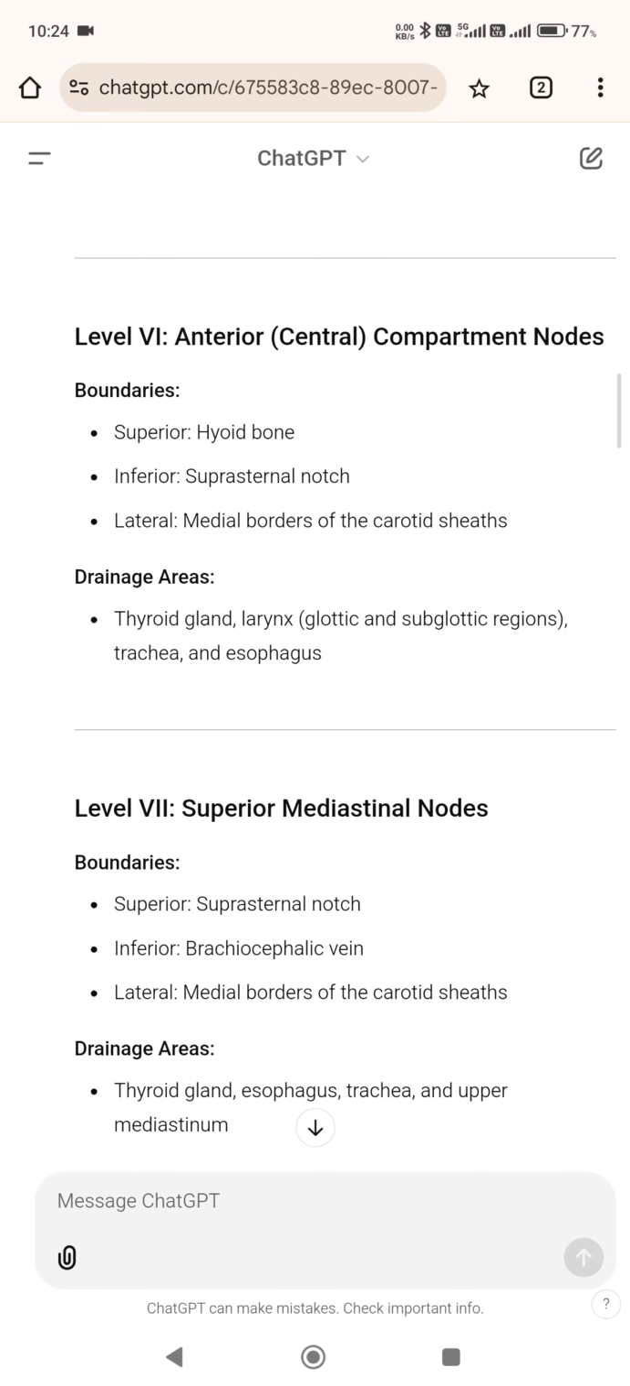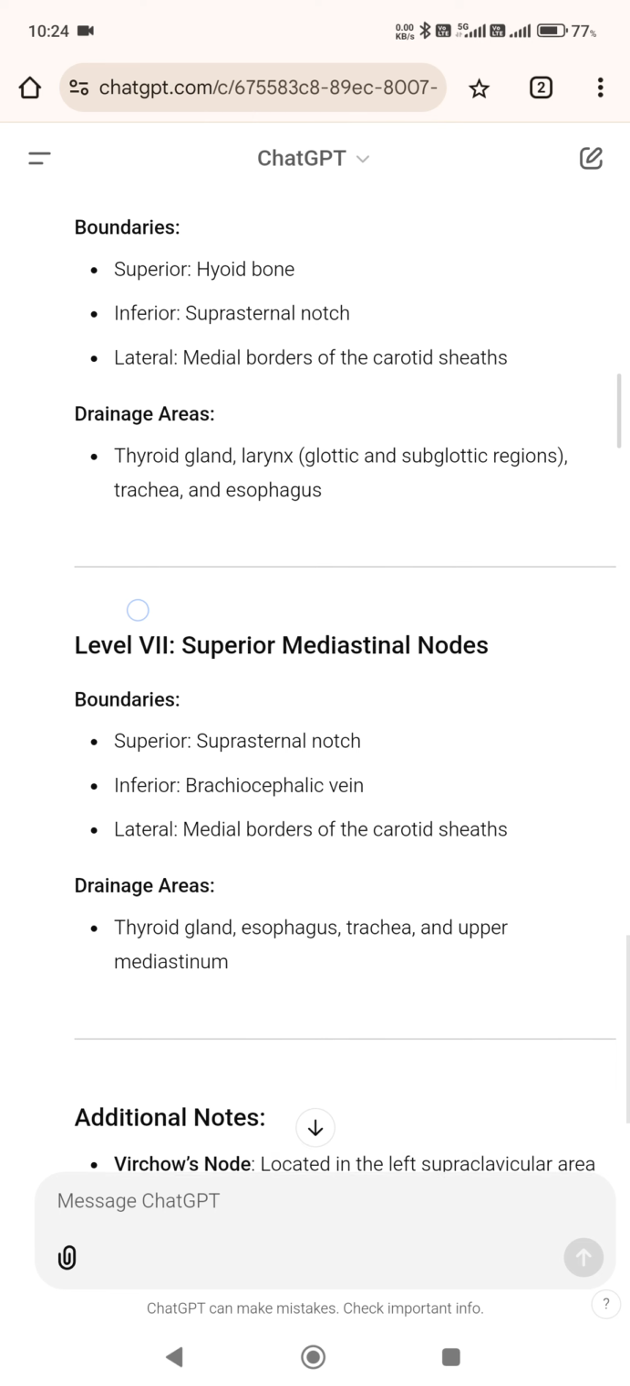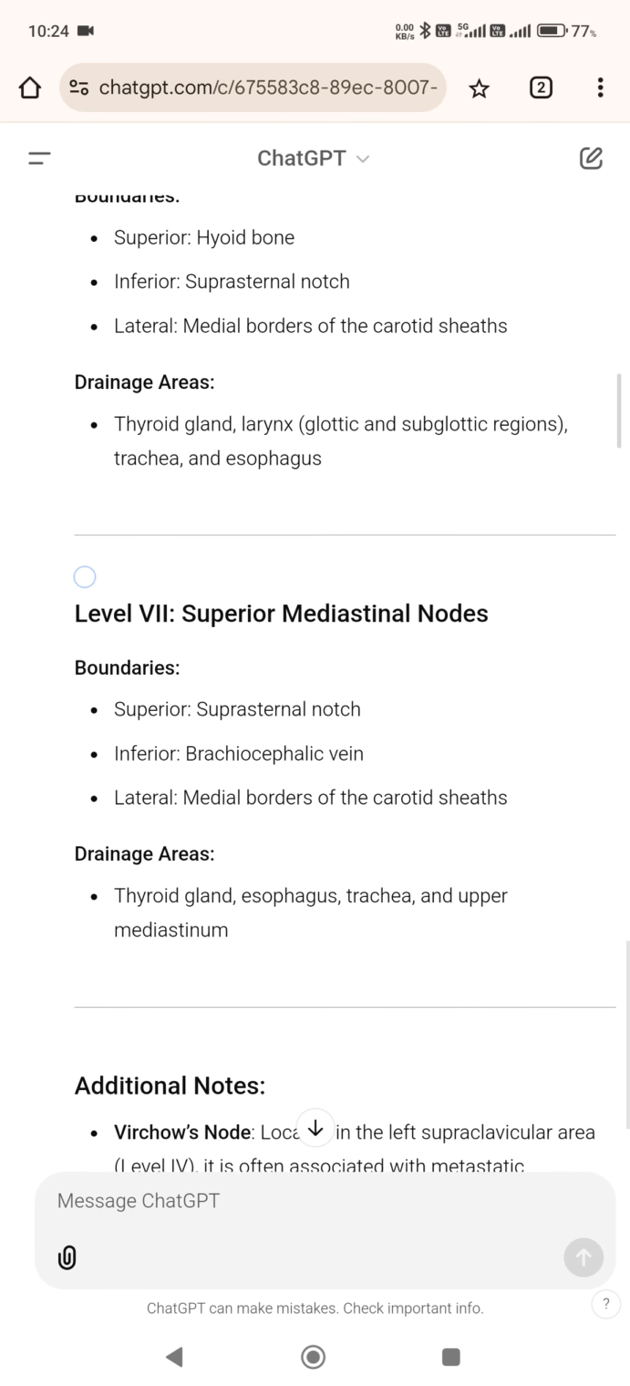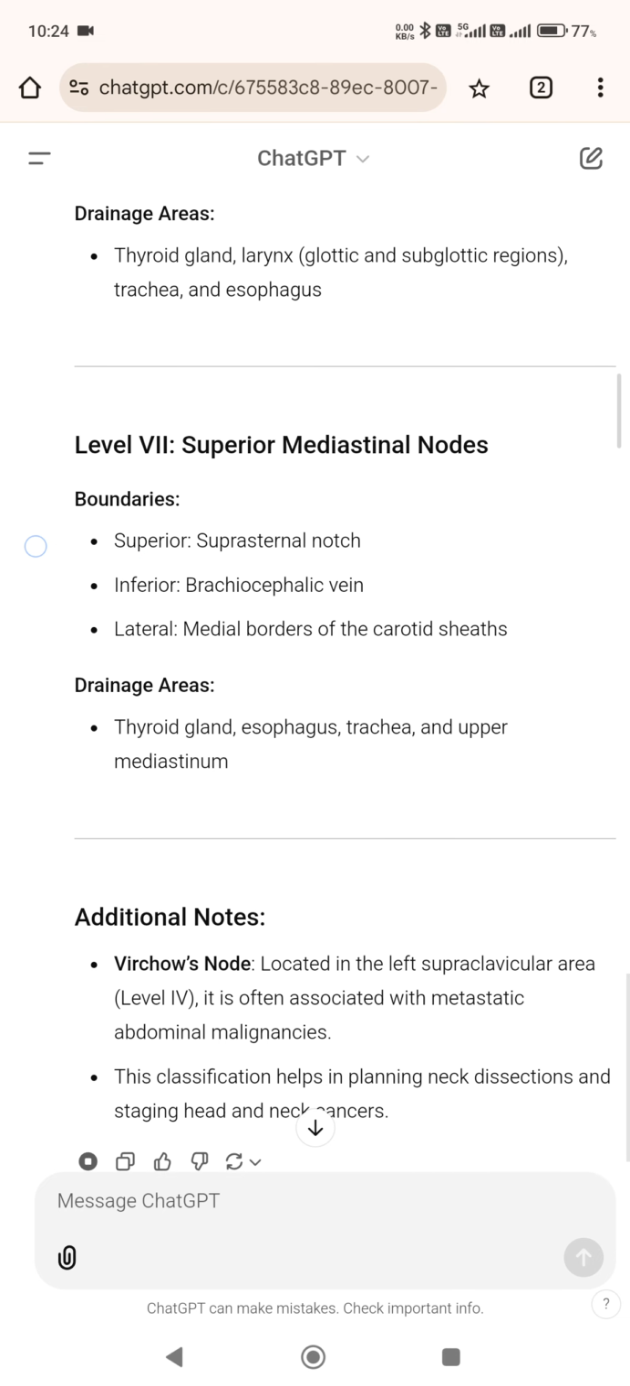Level 6, anterior central compartment nodes. Boundaries. Superior, hyoid bone; inferior, suprasternal notch; lateral, medial borders of the carotid sheaths. Drainage areas. Thyroid gland, larynx, glottic and subglottic regions, trachea, and esophagus.